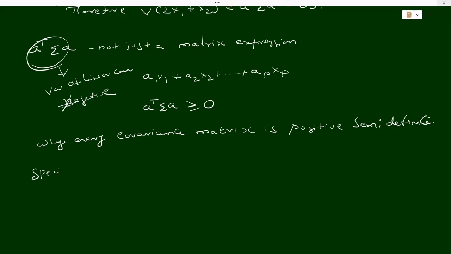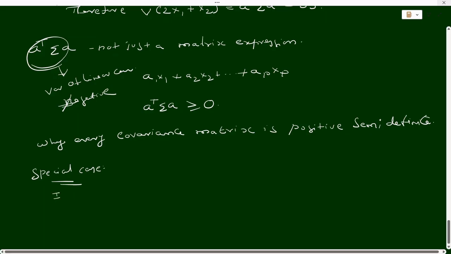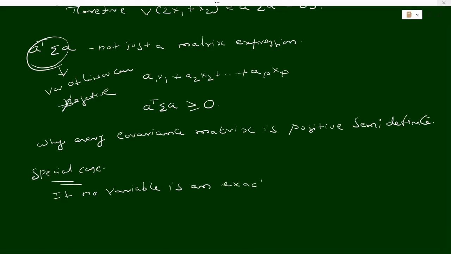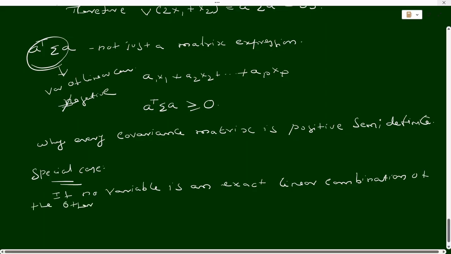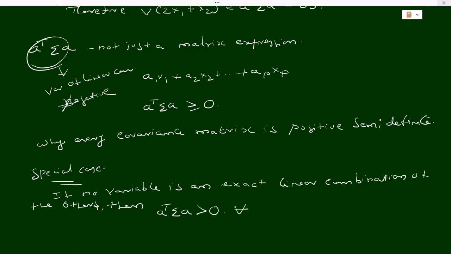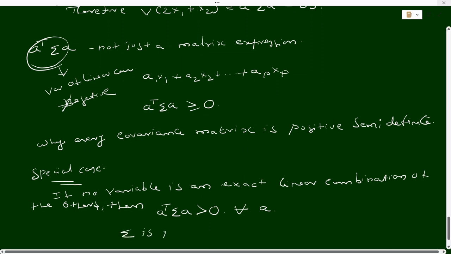So there are special cases. Special case: if no variable is an exact linear combination of the others, then A transpose sigma A is greater than 0 for all non-zero vectors A. In that case, sigma, that is the variance-covariance matrix, is positive definite.